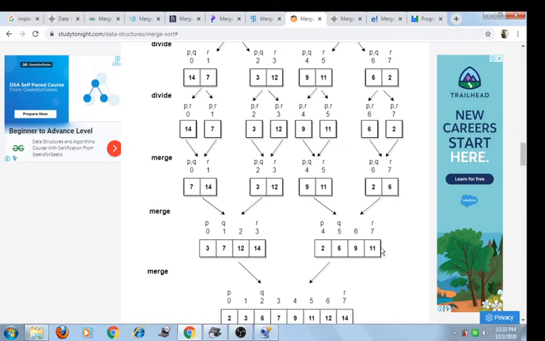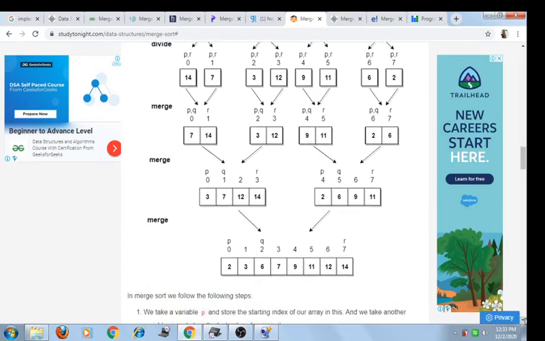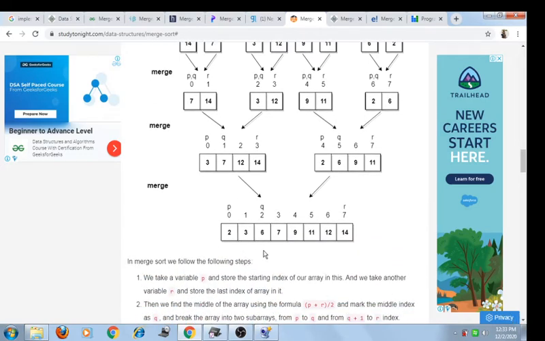Now these are the two lists, and then these two lists are merged again, and we get the original sorted list: 2, 3, 6, 7, 9, 11, 12 and 14. So this is the technique of the merge sort algorithm. I hope you understand this technique.